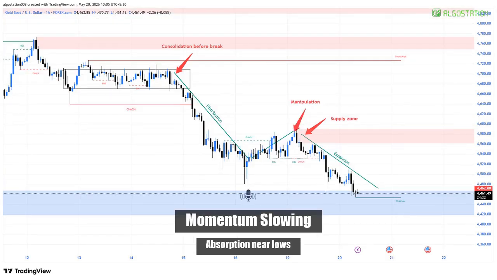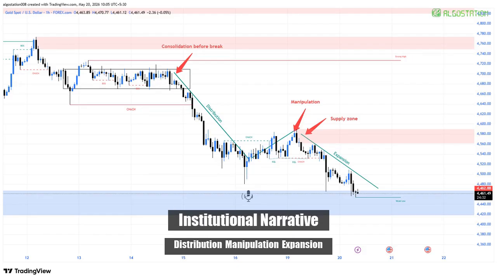However, there's something important happening now. Momentum is slowing down. The recent candles are smaller, indicating possible absorption near the lows. This often happens before either a relief rally or another engineered liquidity sweep. The entire narrative becomes clear. Institutions distributed positions near the highs, manipulated traders during consolidation, and aggressively expanded lower into liquidity resting beneath structure.